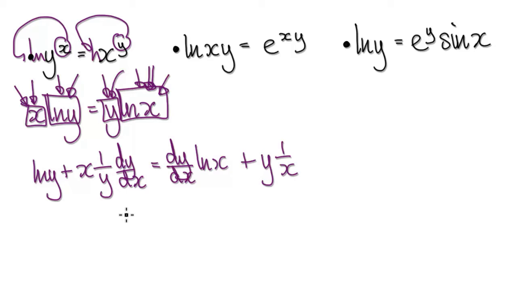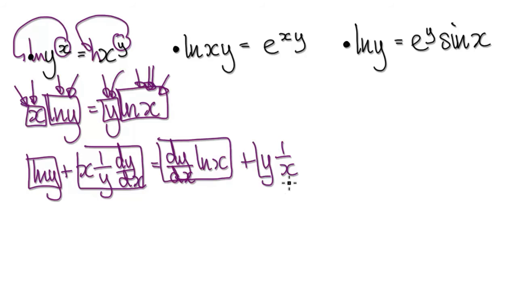So now you've got 4 blocks. 1, 2, 3, 4. You want to get dy by dx on its own. These two blocks contain dy by dx, so group them together, and all the rubbish you would throw on the other side. So I'm going to take away this block, and then later on I'm going to take away this block. So it will give me this.